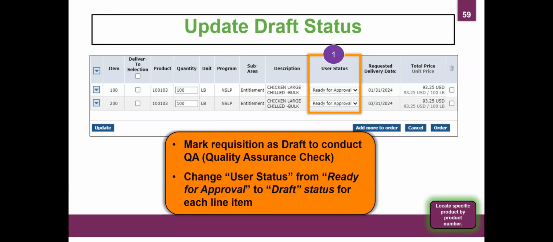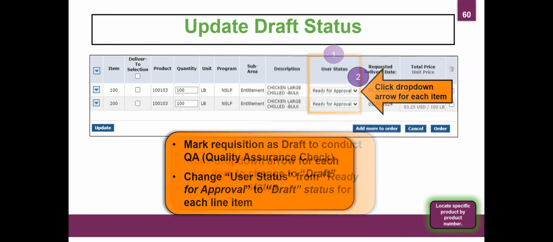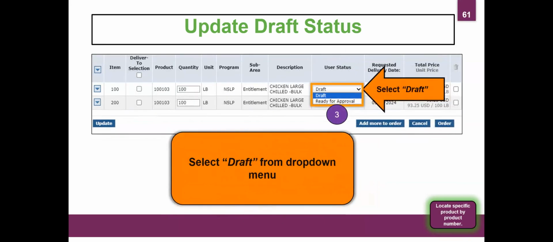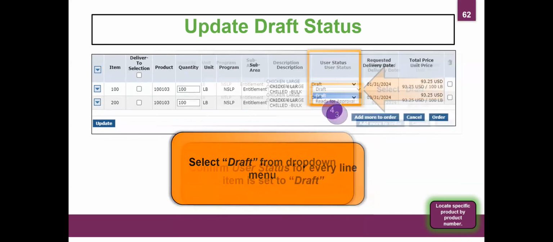So we've identified our ship to in the drop-down location. Then we move over to that user status column. It defaults to the ready for approval. So this is where we want to change each line item to draft. So we move that across. Change each of those line items to the draft status. Click the drop down. That's what's going to display those options. Highlight draft.